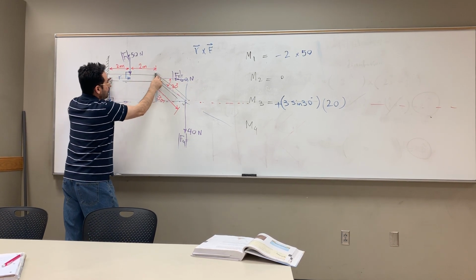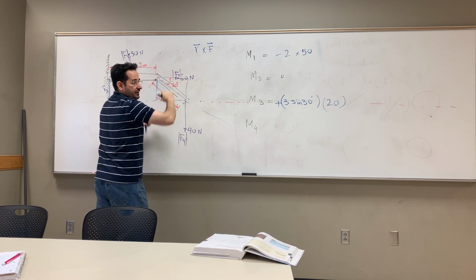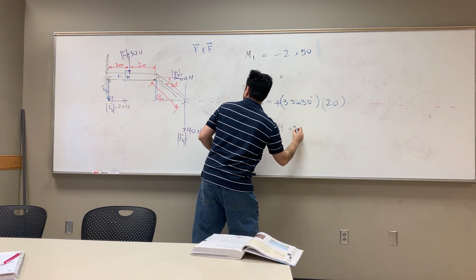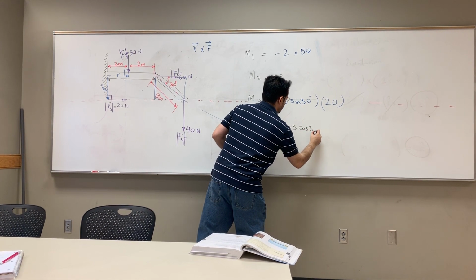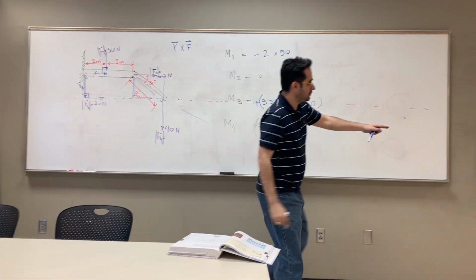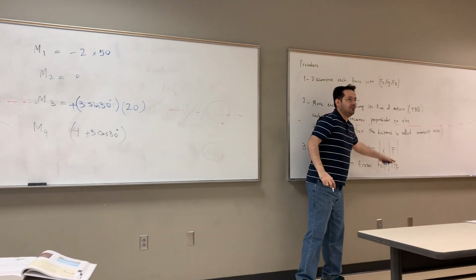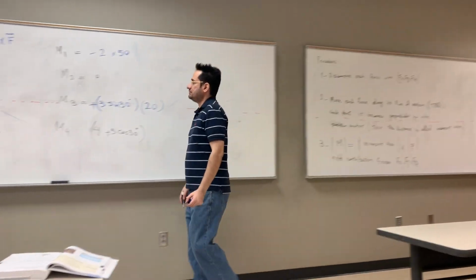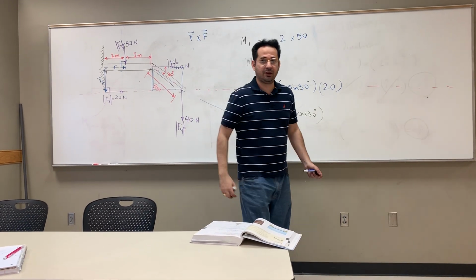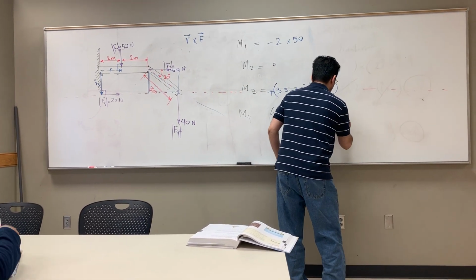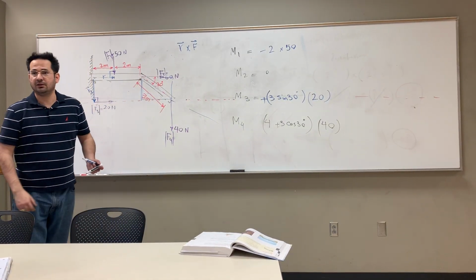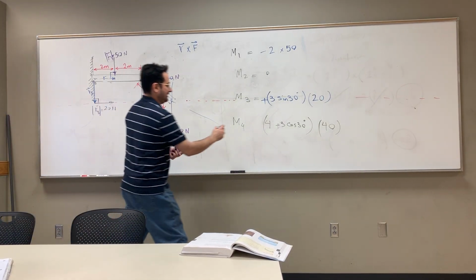So what is this distance? 2 plus 2, 4 plus 3 cosine 30. So 4 plus 3 cosine 30 is the moment arm times the value of force. I'm doing step 2. What's the value of force? 40, right? Positive or negative? Negative, thank you.